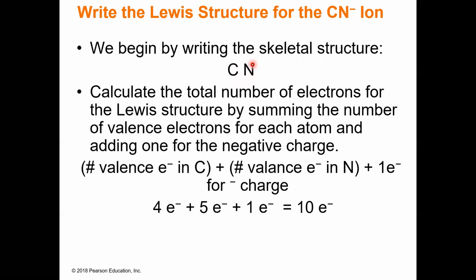Next thing we do is we count up the total number of valence electrons. So we have 4 valence electrons that we can see from our periodic table that's coming from carbon. We have 5 valence electrons that's coming from our nitrogen. And we have an additional 1 electron that's coming from that negative charge that's shown for our polyatomic ion. So in total, we have 10 valence shell electrons.